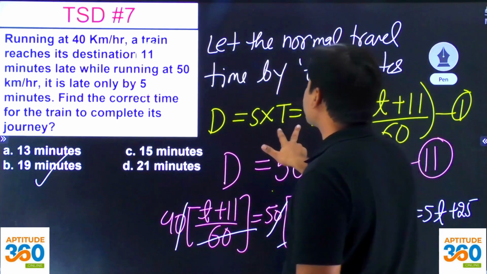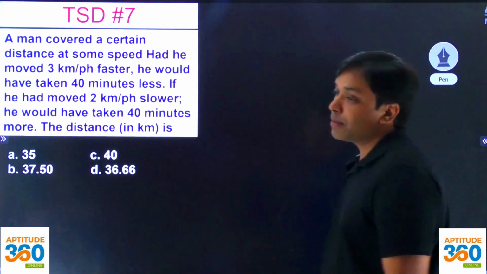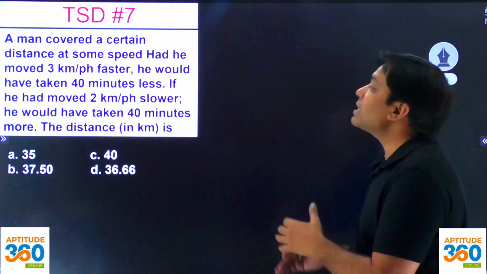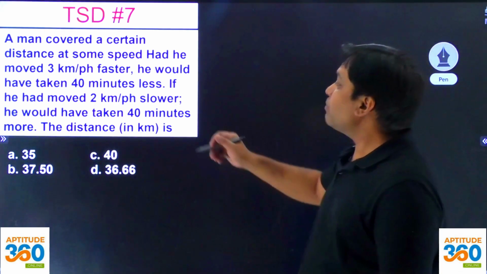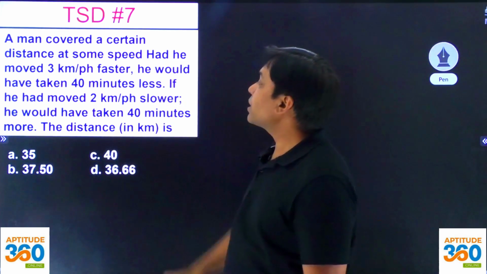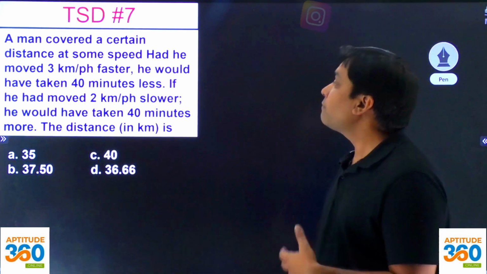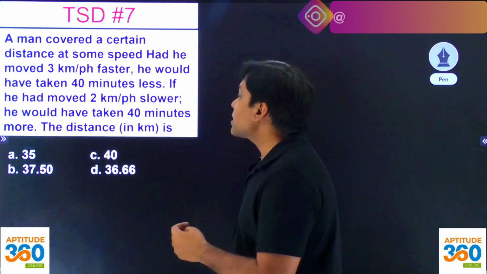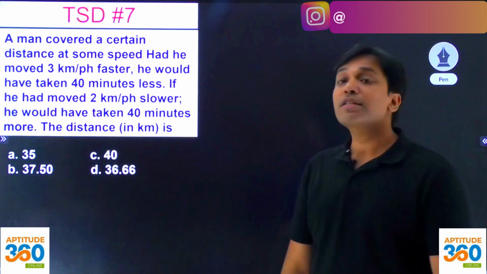Now, let us go ahead and try to simplify this problem. It says that a man covered a certain distance at some speed. Had he moved 3 kilometers per hour faster, he would have taken 40 minutes less. If he had moved 2 kilometers per hour slower, he would have taken 40 minutes more.